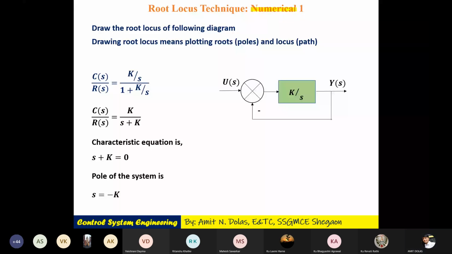Discussed earlier. Draw the root locus of the following diagram. Drawing root locus means plotting roots, that is poles. Pole find out करना है, and locus means उसका path find out. What is the equation? Equation is transfer function ks upon 1 plus ks. So bring it into the standard form.